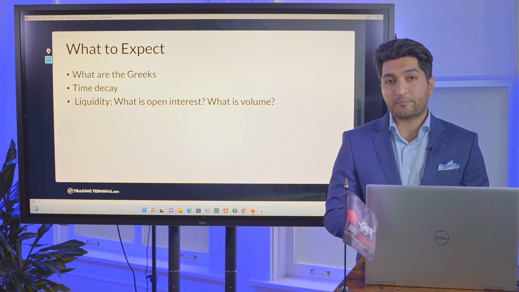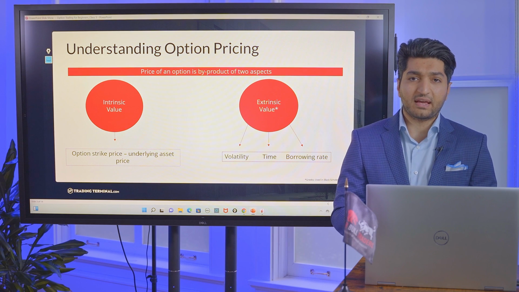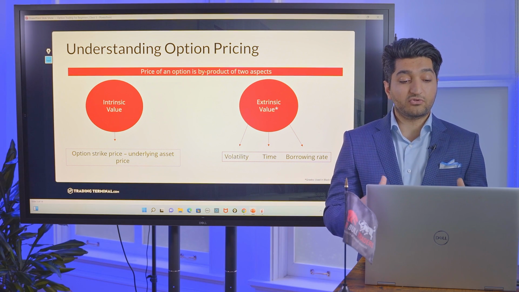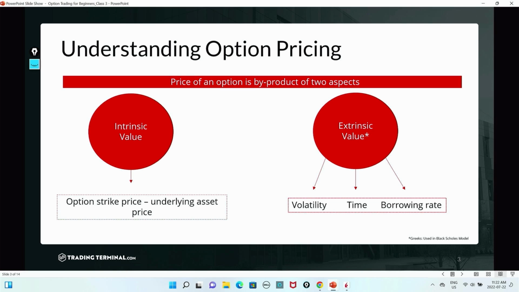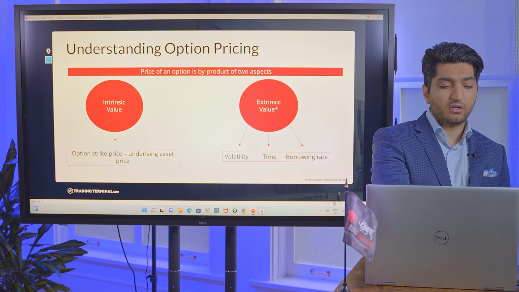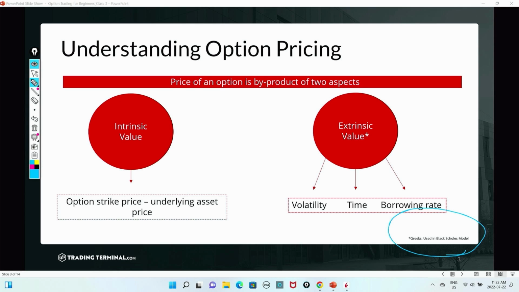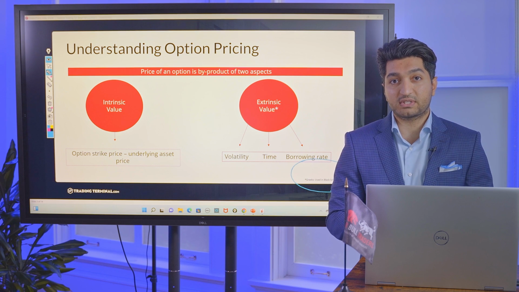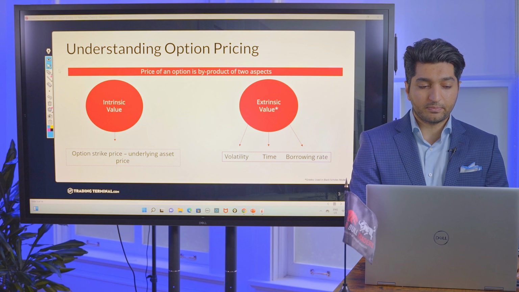What is volume? If you recall this slide from class 1, we talked about option pricing and how some part of the option is the intrinsic value, that's the underlying asset price minus the option strike price, and some of it is the extrinsic value based on the time to expiry, the volatility of the stock, the borrowing rate, and the dividend yield. And I told you there was a little asterisk on the chart that says these are the parameters used in the so-called Greeks that are used in the Black-Scholes model. But let's get into them and actually introduce them today.